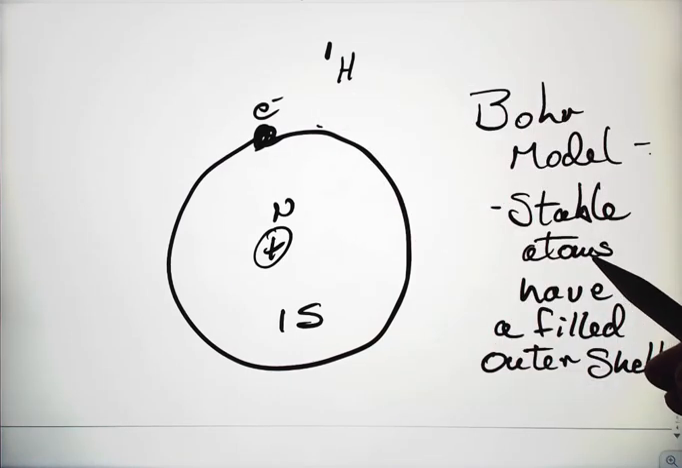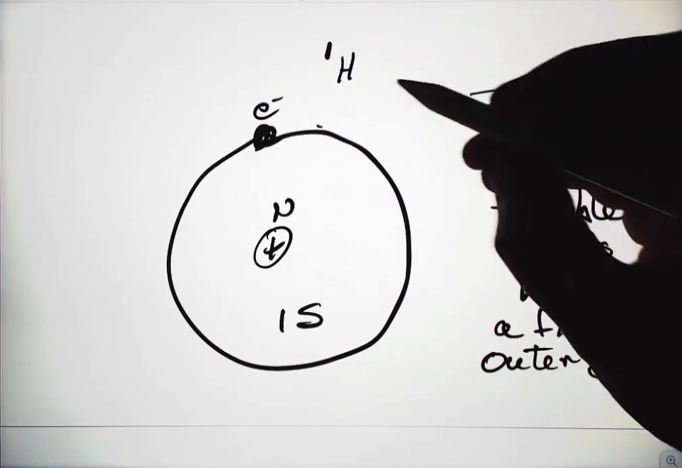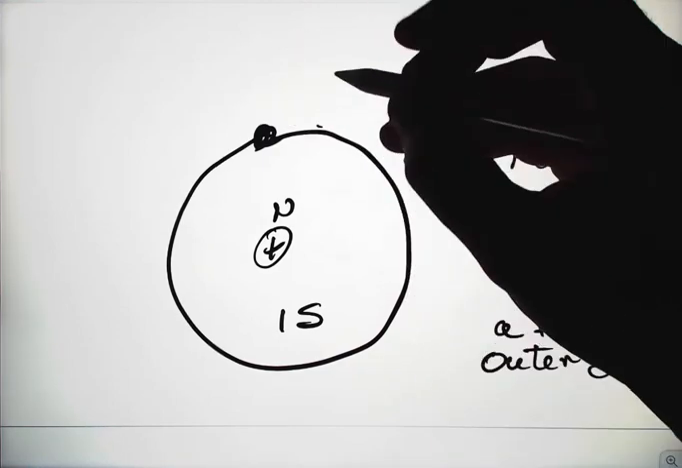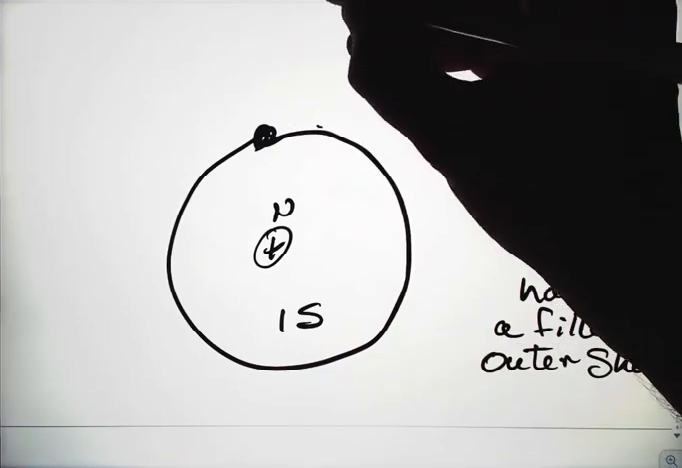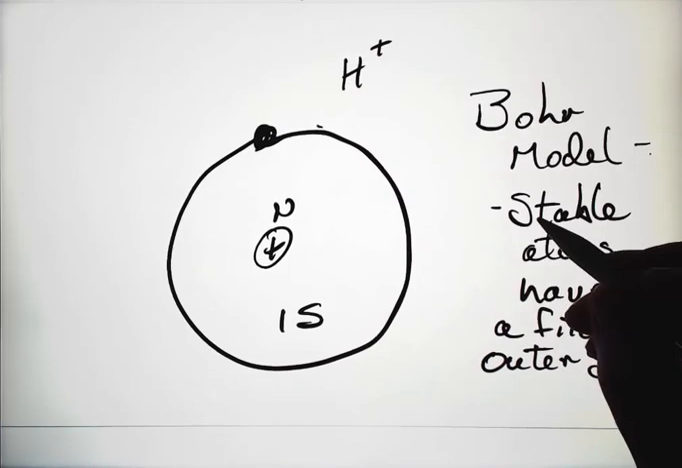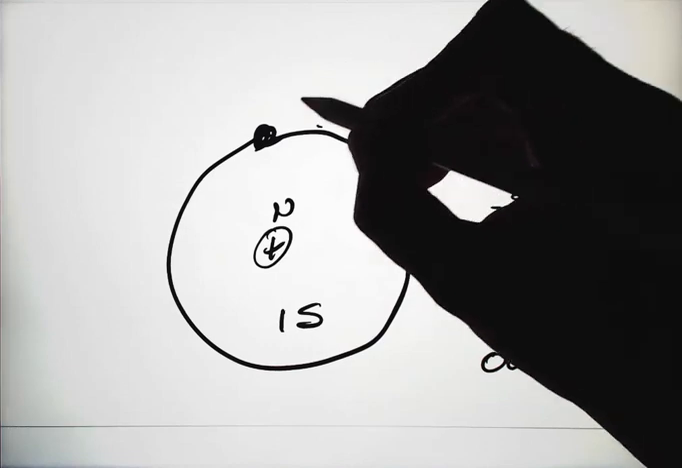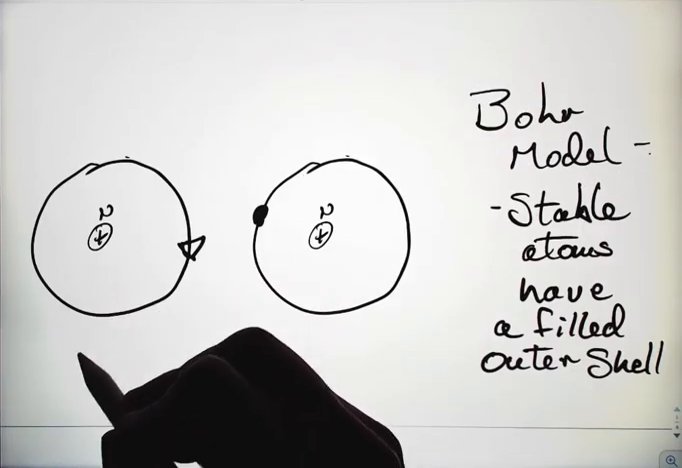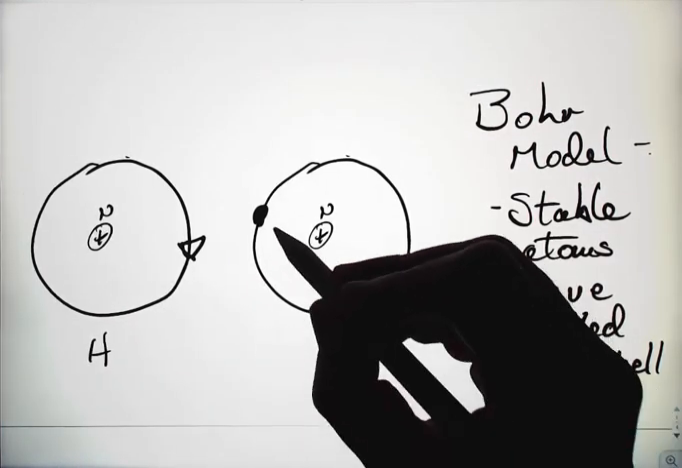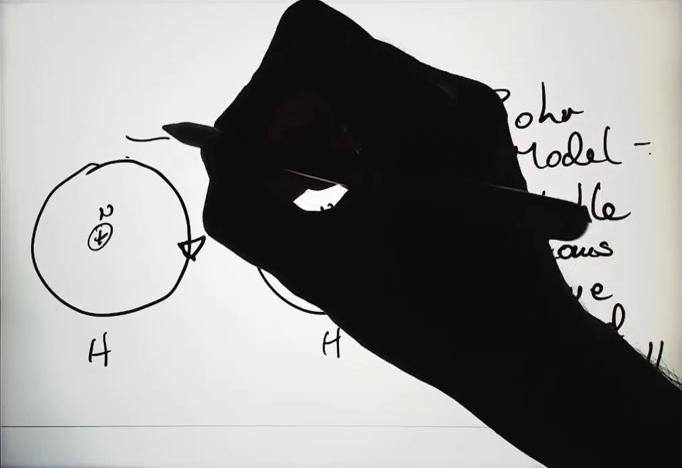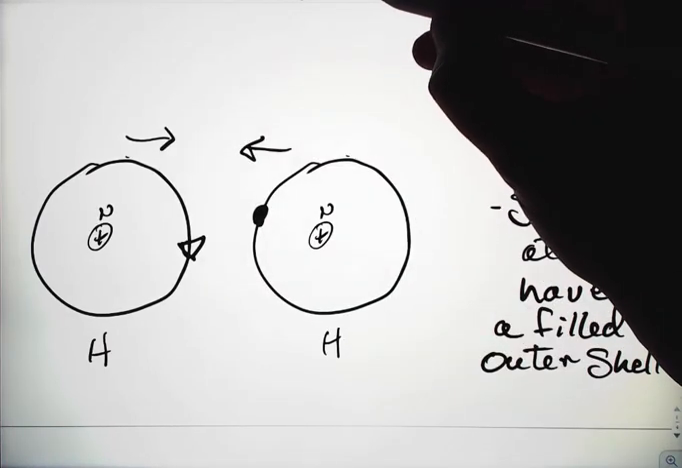So how can an atom become more stable when it doesn't have a filled outer shell? Well, there's 2 ways to do it. One is to lose an electron and become an ion, in which case this would become hydrogen plus 1, a hydrogen ion. The other way is to share an electron. If we have 2 hydrogens here, each of which has only 1 electron in its outer shell, the 2 can share an electron.